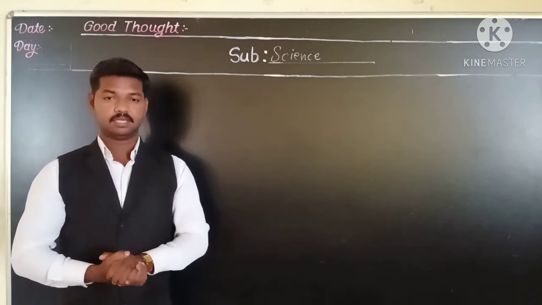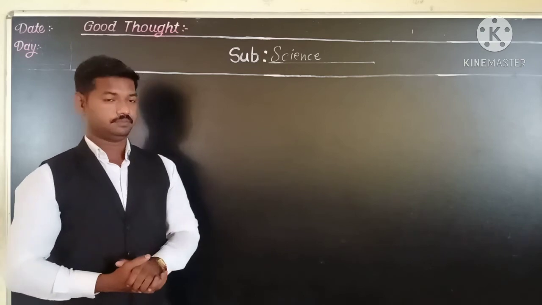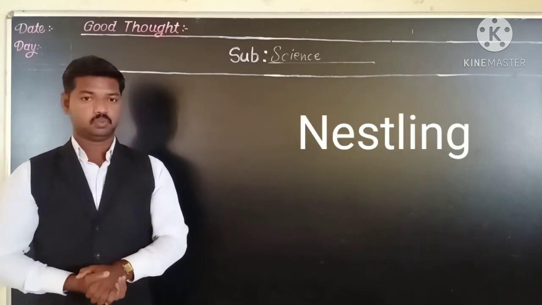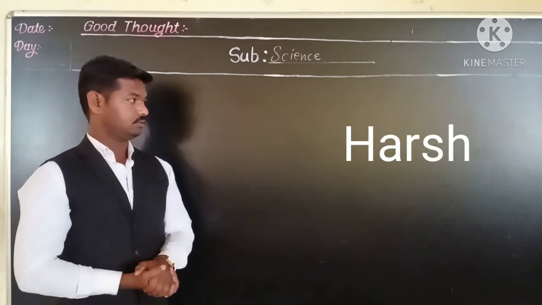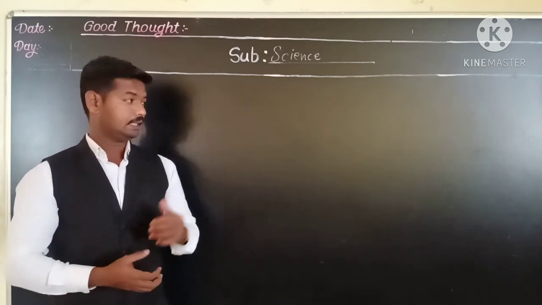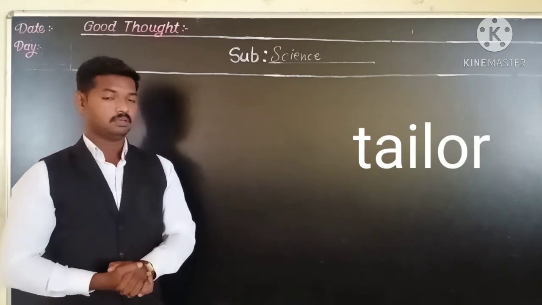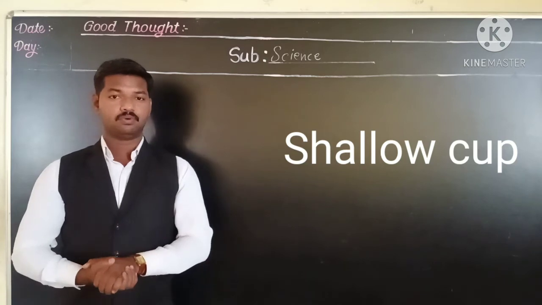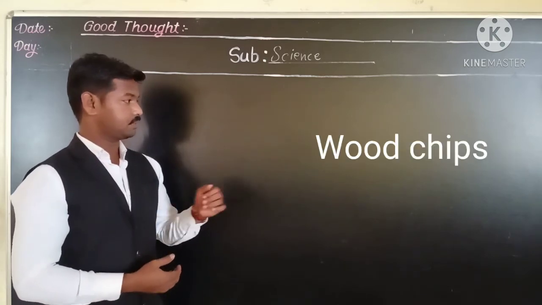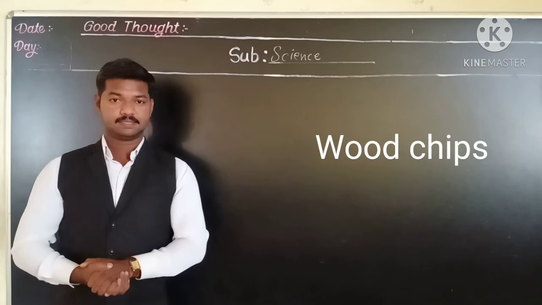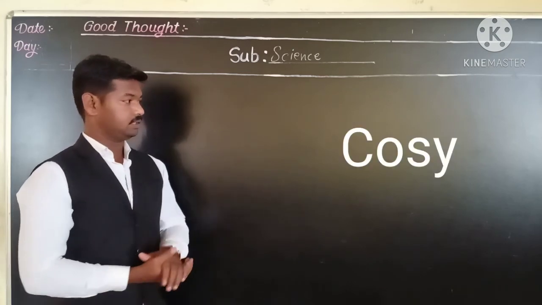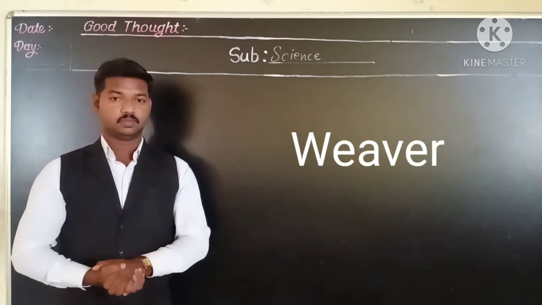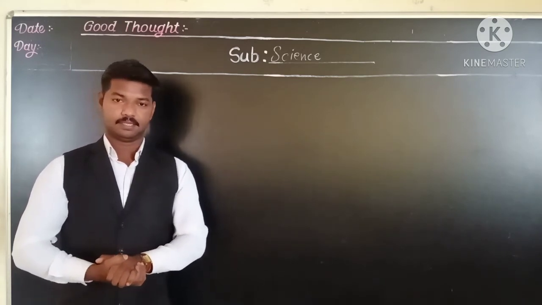Now I'll give you new words. You have to copy these new words in your notebook. Number one, nestling. Number two, harsh. Number three, tailor. Number four, shallow. Number five, urchin. Number six, cozy. And number seven, venus. Okay, so here we have completed this list.